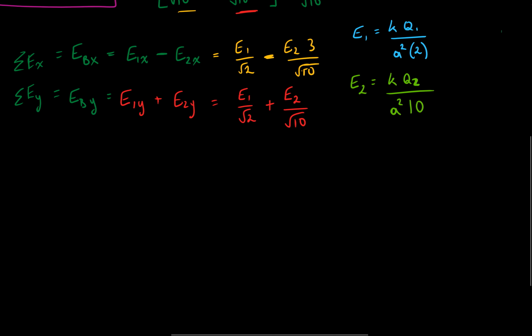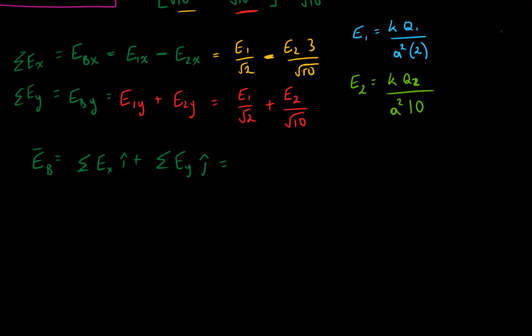So let's first write what the vector actually is. The electric field at point B is the sum of the electric field in the x, i hat, plus the sum of the electric field in the y direction, j hat. So we already have what most of that is already. So let's go ahead and put that in.